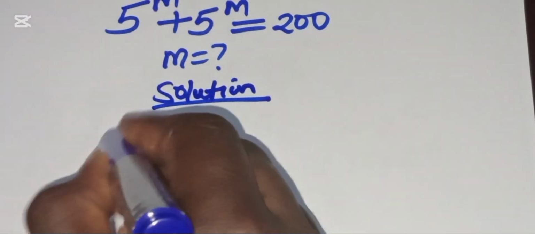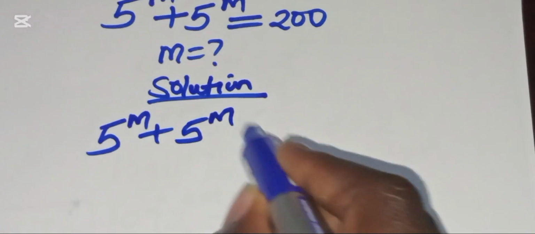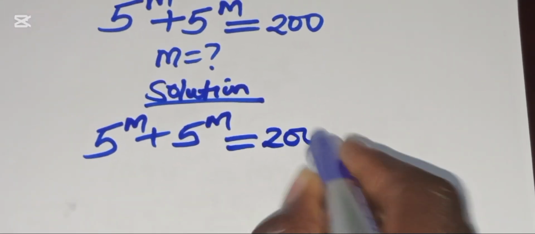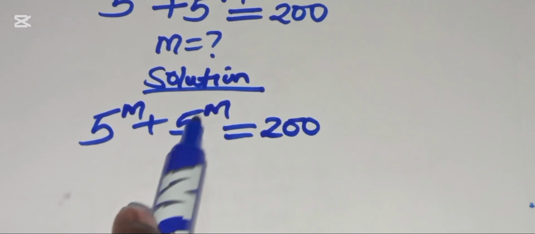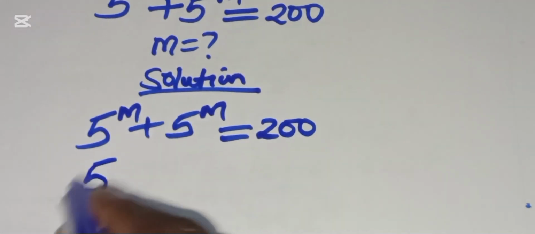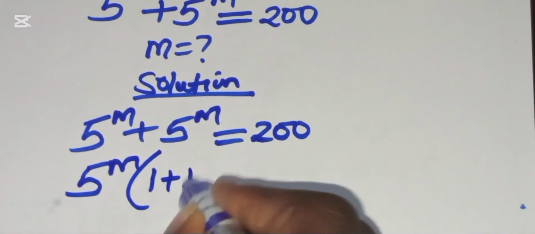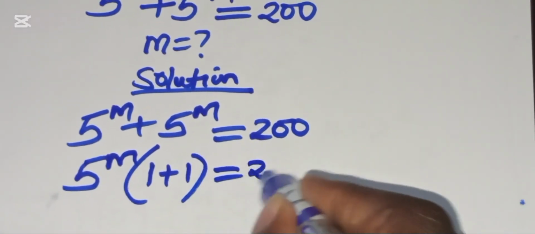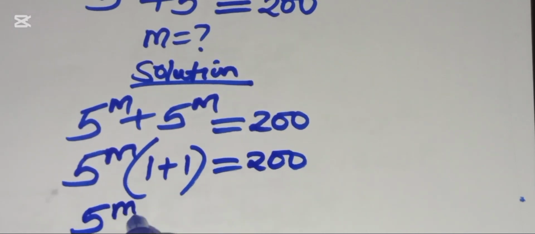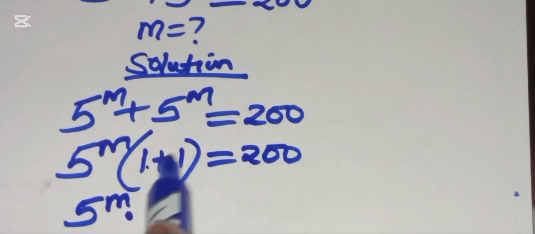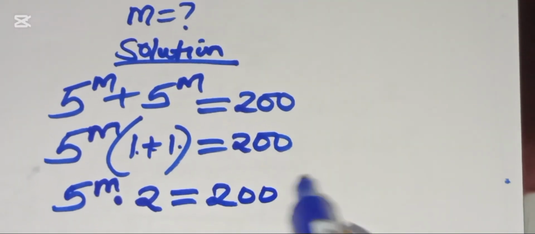So we have 5 raised to power m plus 5 raised to power m, which is equal to 200. Now from here, 5 raised to power m and 5 raised to power m is common, so we factor out 5 raised to power m. We'll have 1 plus 1 equal to 200. So we'll have 5 raised to power m multiplying by 1 plus 1, which is equal to 2. This is equal to 200.